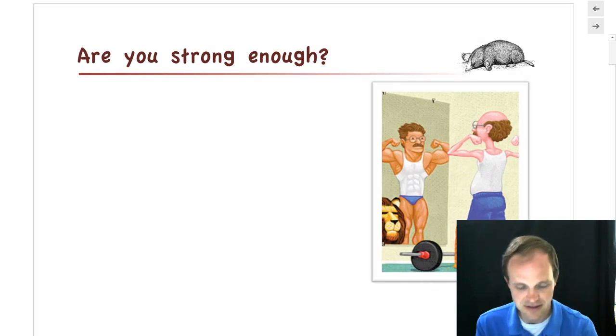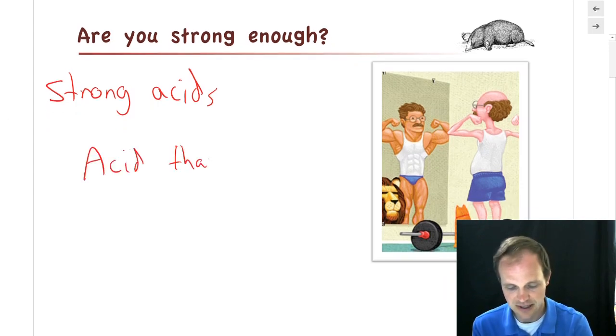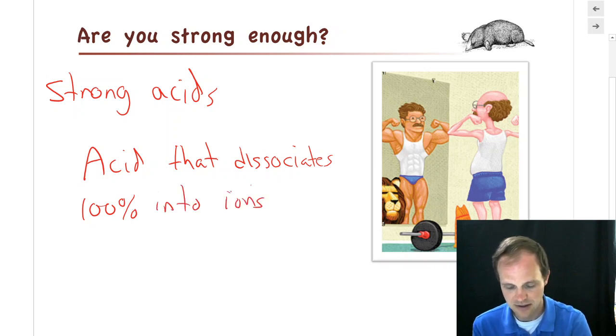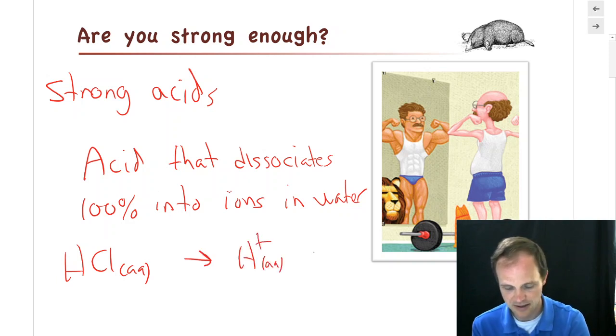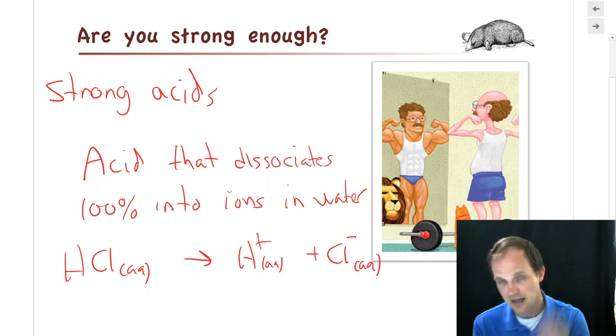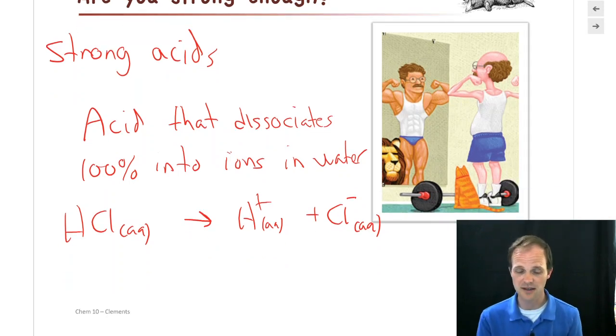And it turns out that there are some things in the world called strong acids. What is a strong acid? It is an acid that dissociates 100% into ions in water. An example of that is hydrochloric acid. Dissolves 100% into H plus and Cl minus. You might remember this from our strong electrolytes and weak electrolytes. A strong electrolyte dissolved completely into ions as well. The only difference with a strong acid is one of the ions is H plus. So HCl is a strong acid, dissociates completely 100% in water.